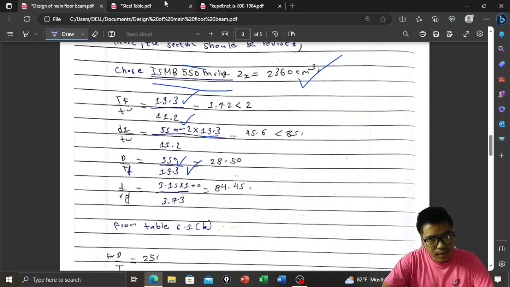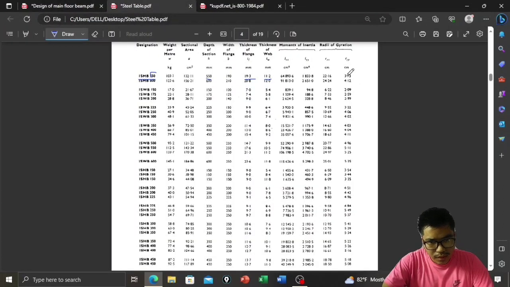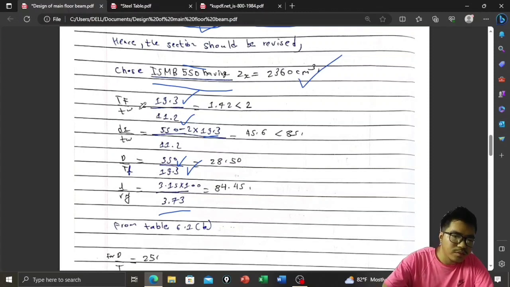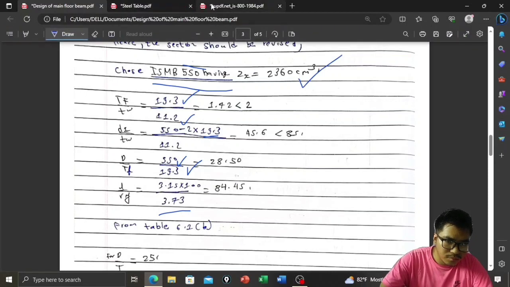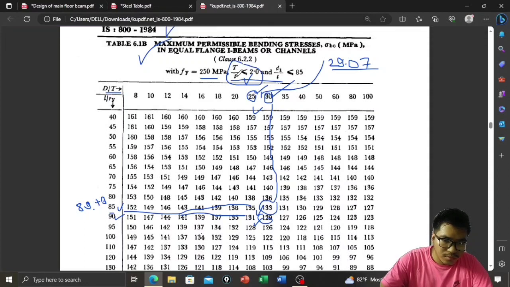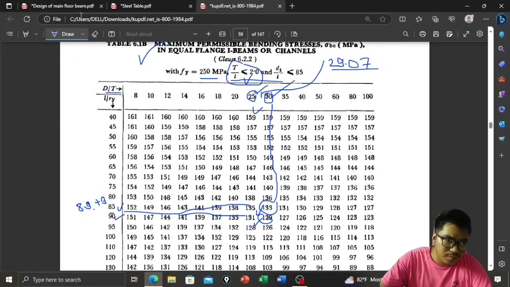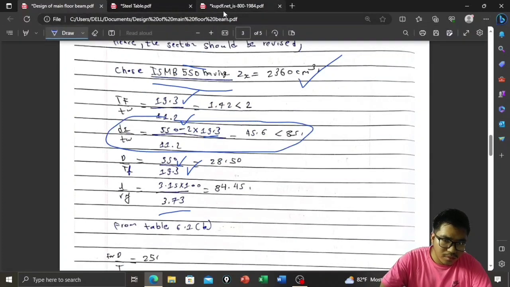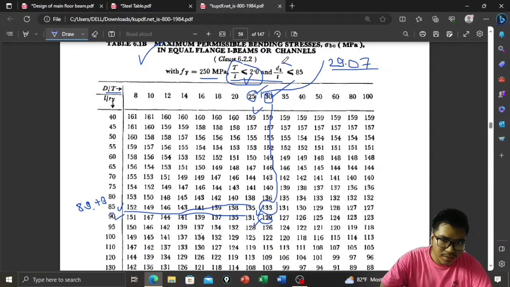RY in this case is 3.73. So T divided by TW, capital T by small t, is less than 2, and D1 by T is less than 45, less than 85.